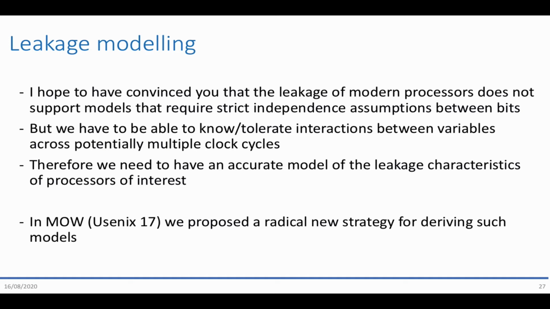So what I hope by now is that I have convinced you that the leakage of modern processors really does not support these bit linear leakage models, and strict independence assumptions between bits or processor words, variables, registers, however you call it, are also not easy to fulfill in practice. So somehow we need to be able to tolerate interactions in reality, and that even go potentially across multiple clock cycles. And we need to really know where they occur. So in other words, we need an accurate model of leakage characteristics of processors that we're interested in.